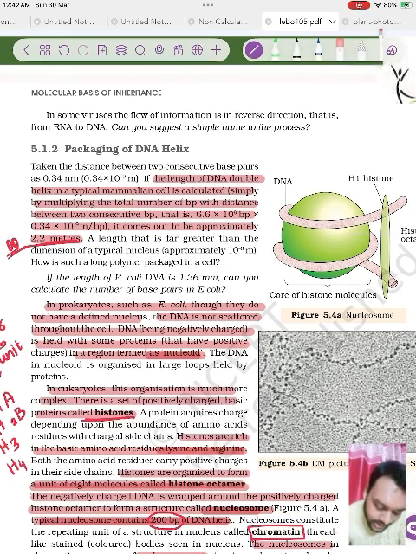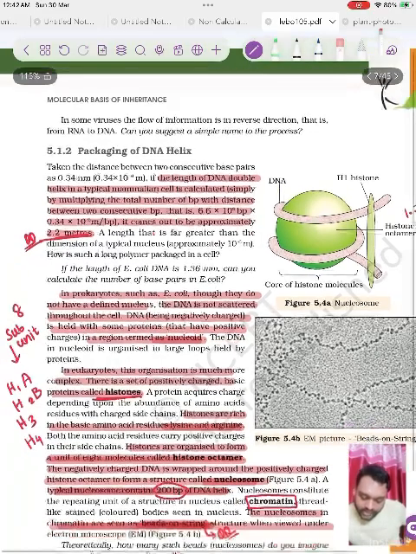So there is a term called nucleoid. In prokaryotes such as E. coli, though they don't have a defined nucleus, DNA is not scattered throughout the cell. DNA, being negatively charged, is held by some proteins that have positive charge. That is called the nucleoid.